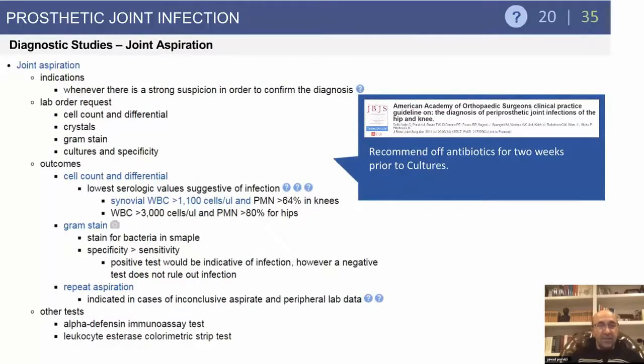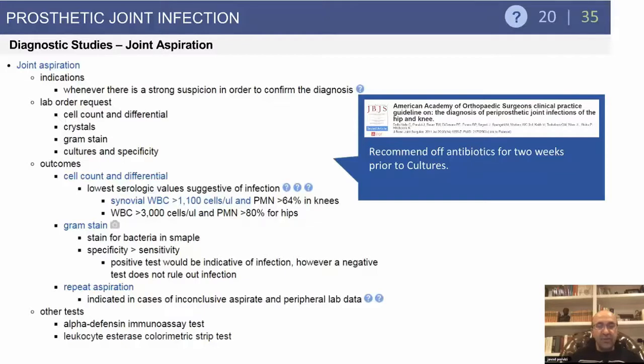The diagnostic algorithm, we won't go into too much detail, but basically the American Academy recommends that you do lab tests, C-reactive protein and ESR, and the next step would be aspiration of the joint. And aspiration should be sent for cell count, neutrophil differential, and culture. At my institution, we also do leukocyte esterase, which is part of the MSIS, the international consensus criteria. Gram stain, pretty useless, as I mentioned earlier.